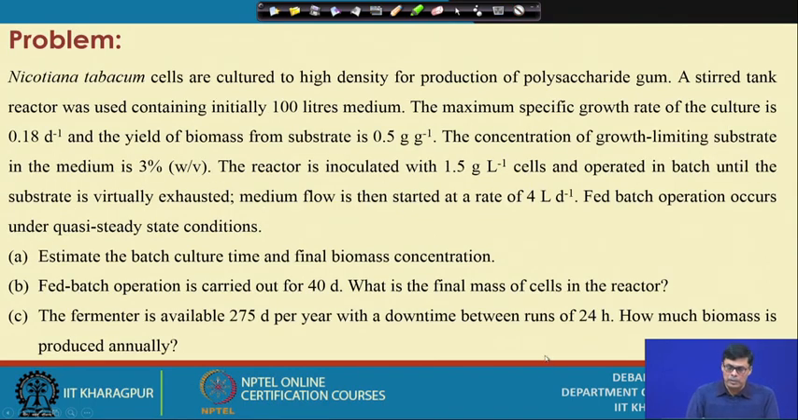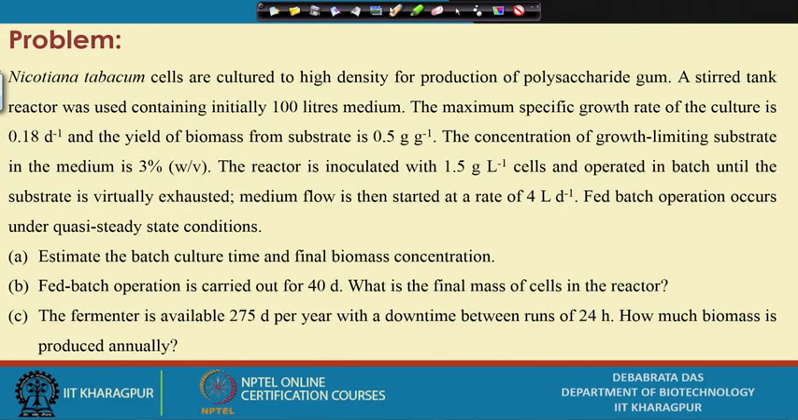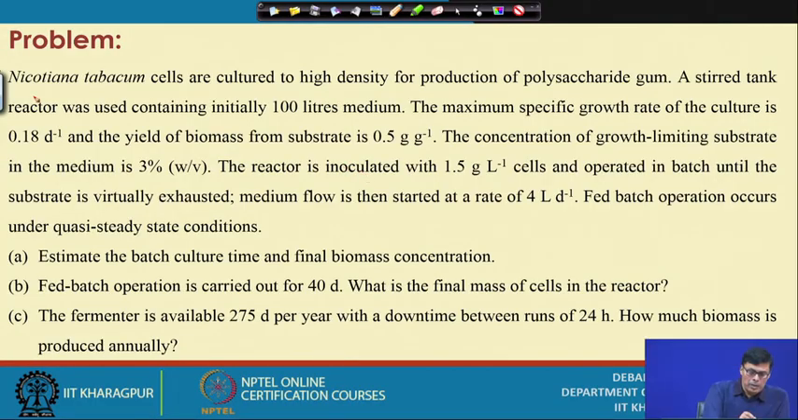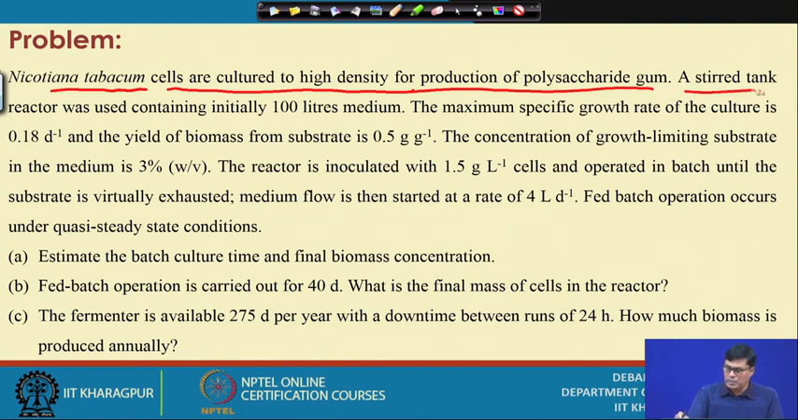Now, the next problem deals with the fed batch reactor. I told you the fed batch reactor is largely used for substrate inhibition, and let us see how we can analyze this process. It is a very interesting problem. Now, if you look at Nicotiana tabacum, these cells are cultured in a high density production of polysaccharide gum. A stirred tank reactor was used containing initially 100 liter of media.